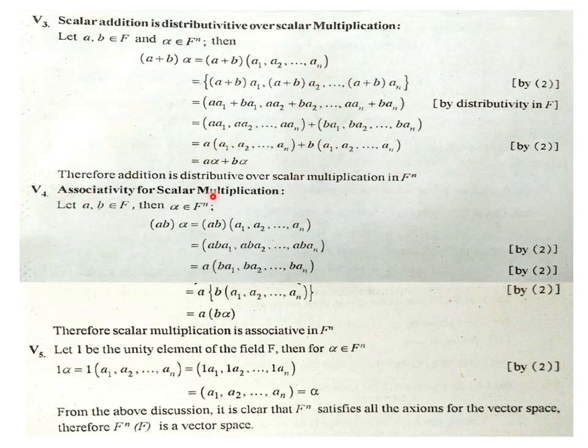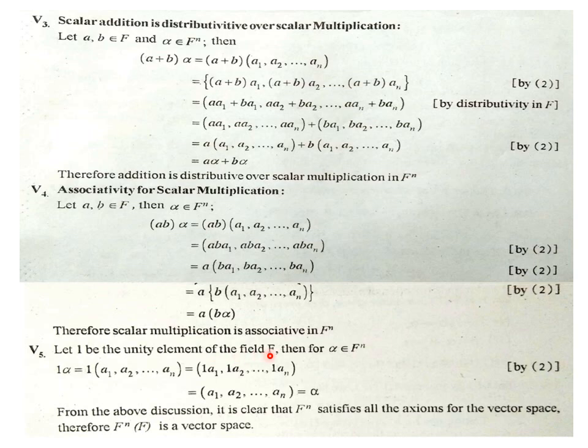Then we talk over V4, associativity of scalar multiplication. Two elements of field F are taken as A, B, and alpha as (a1, a2, up to an) of F^n, then multiplied together. AB is taken inside, then A is taken as common outside and B is inside, then B is taken as common inside that n-tuple. So it's A into (B into alpha). So V4 is also satisfied.